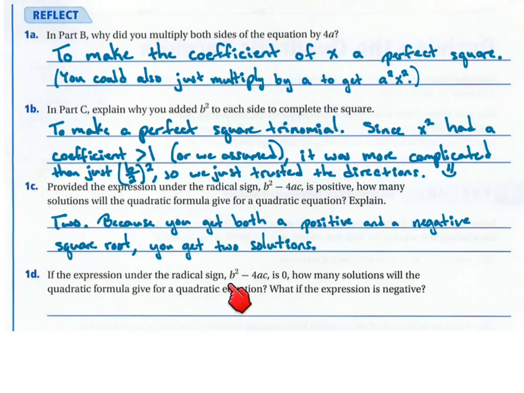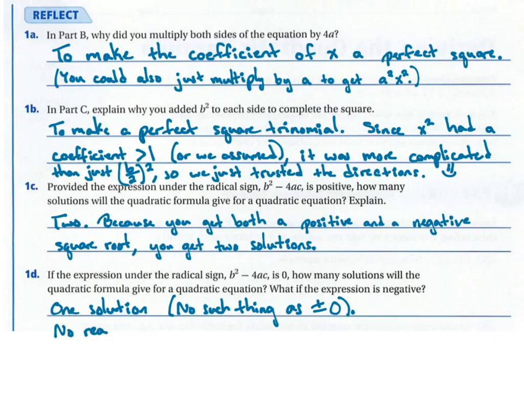If the expression under the radical sign, b squared minus 4ac, is 0, how many solutions would we get? And what if the expression is negative? So let's see. If that was 0, then we would be taking root 0, which is just going to be 0, right? There's no positive or negative. So we would have 1 solution, because then when we do the rest of the math, we're just adding 0, right? We don't need to add 0 and subtract 0, because it's going to be the same. What if that expression was negative? Well, then we would end up with no real solution. Because can we take the square root of a negative? No.